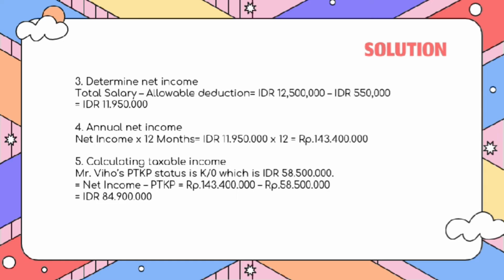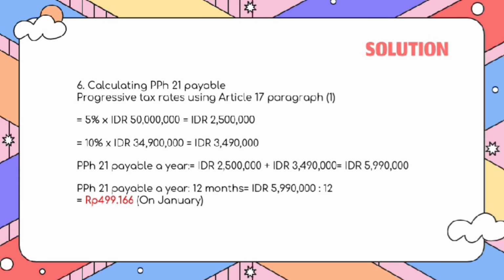Mr. Wiho's PTKP status is K0, which is 58,500,000 rupiah. From this we can get the taxable income, which is 84,900,000 rupiah. After we get all that, we can start calculating the PPh 21 payable.